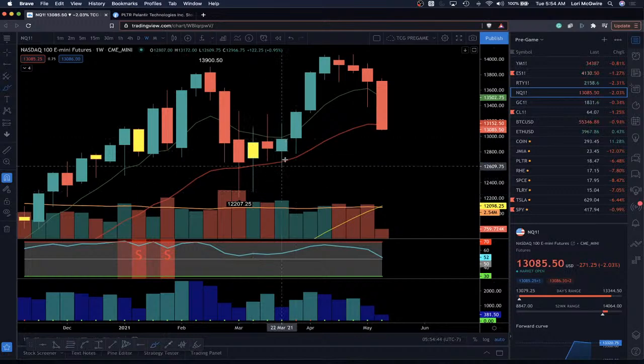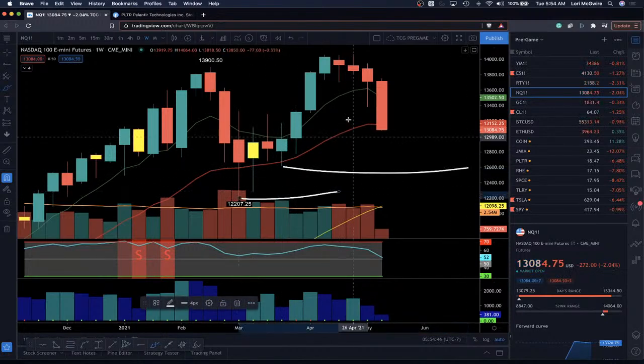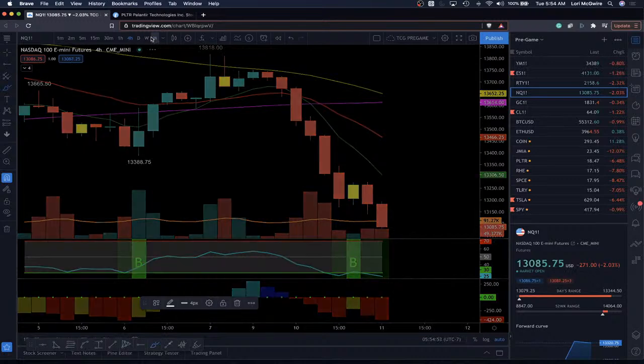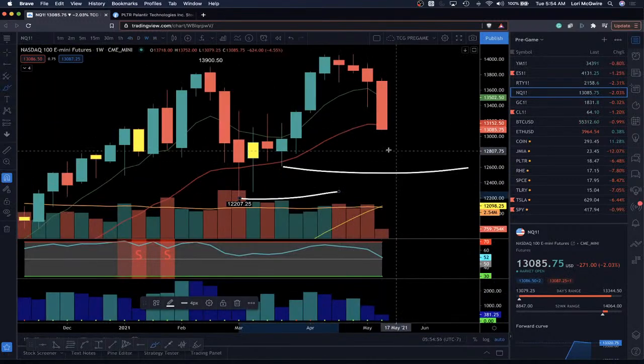Our support 12,609.75 and 12,207.25. And when the 4-hour gets oversold, which we are, RSI of 25 in a weekly uptrend, we start looking for that weekly higher low. So NASDAQ may get some reprieve, and it could just be a dead cat bounce.